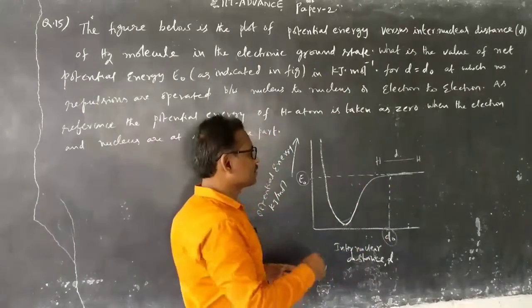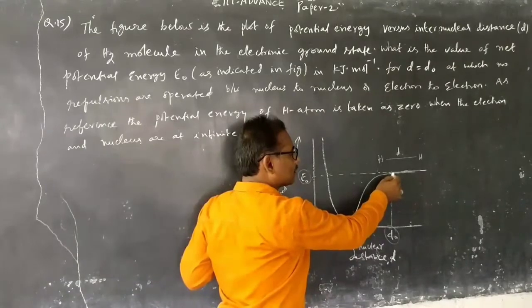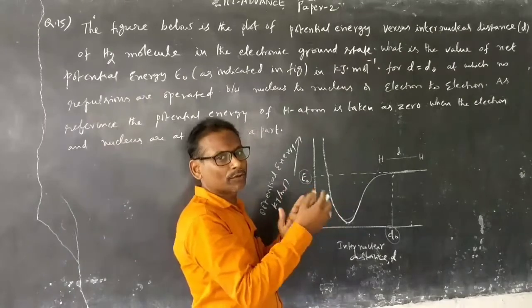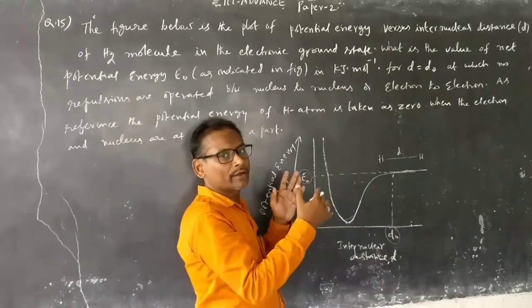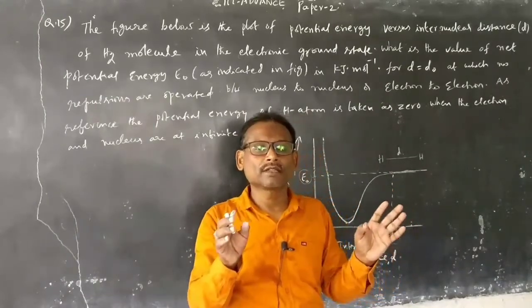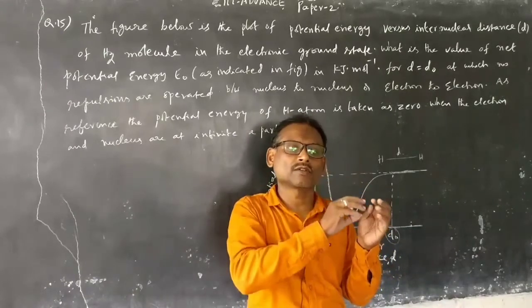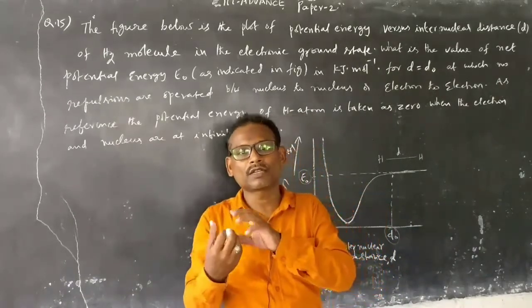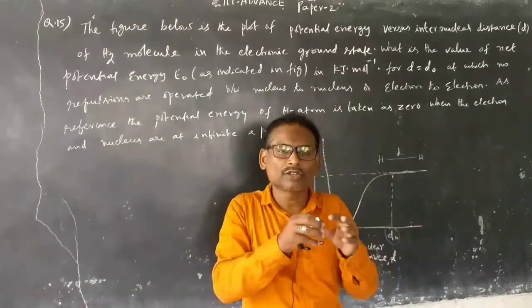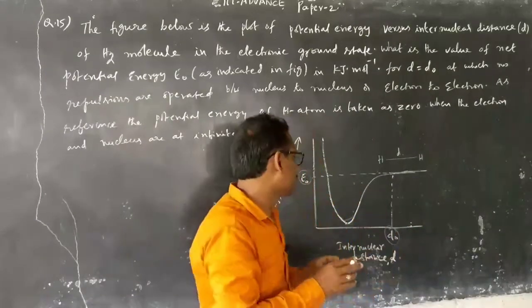So what does the diagram say? The diagram says that at this point they are just coming closer, but at that moment there are no attractions as well as no repulsions. It is something like the two hydrogen atoms exhibiting their individual identity. That means one hydrogen atom has its nucleus attracting its own electron, and the other hydrogen atom has its nucleus attracting its own electron. Now there is no nucleus-to-nucleus repulsion, and no electron-to-electron repulsion either. That kind of situation is mentioned here.